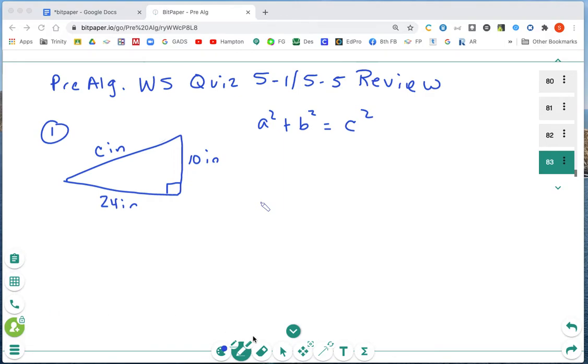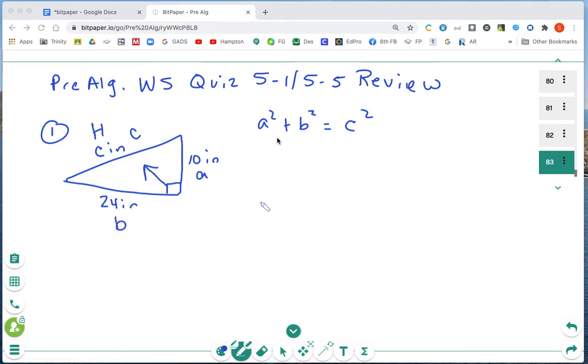5155 review. We're going to start with the right triangle. We're going to draw our arrow and label the sides. So we draw our arrow out of the right angle. This is our hypotenuse, also our C side. Our shortest side is A, and our medium side is B.